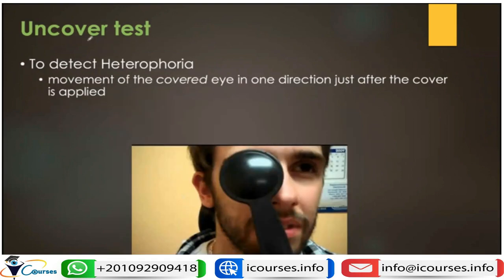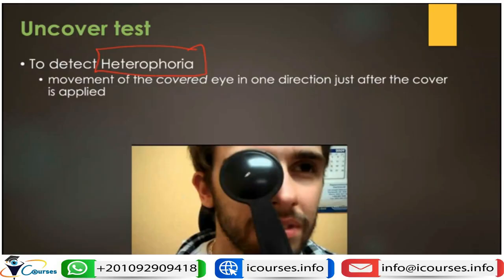The reverse occurs with the uncover test. The uncover test is used to detect heterophoria, or to detect a latent squint. This can be done by covering either one of the two eyes. By uncovering the eye, this leads to the appearance of the deviation. Both eyes are perfectly aligned in the primary position, and just by covering one eye, the binocular fusion of both eyes is broken, which leads to the appearance of a deviation of the eye under cover.